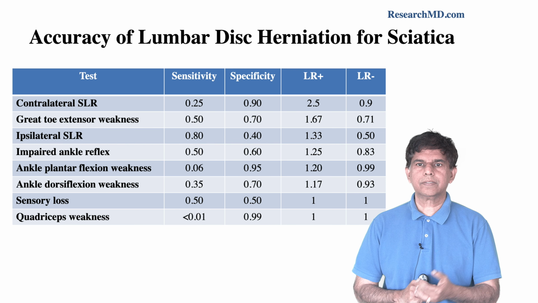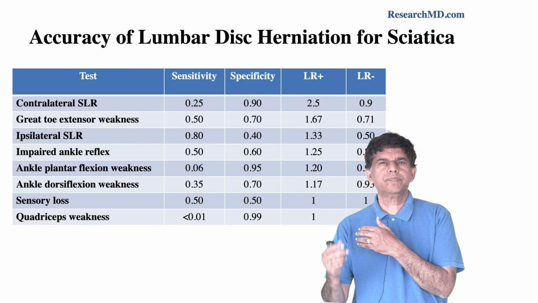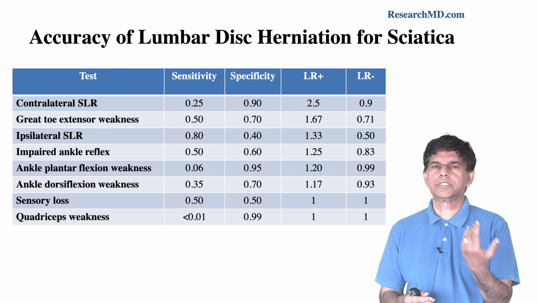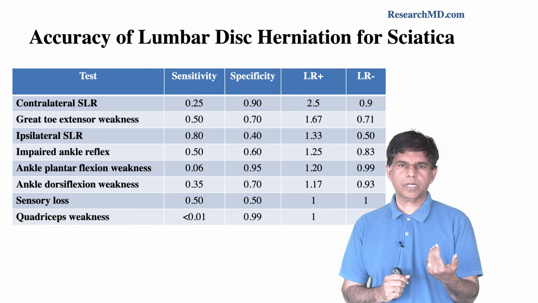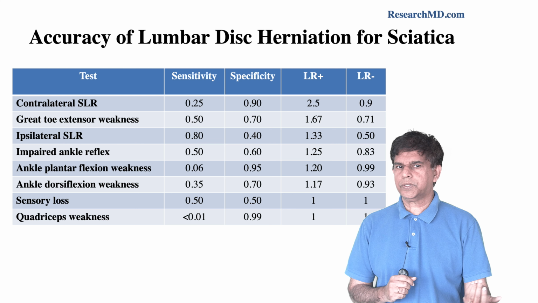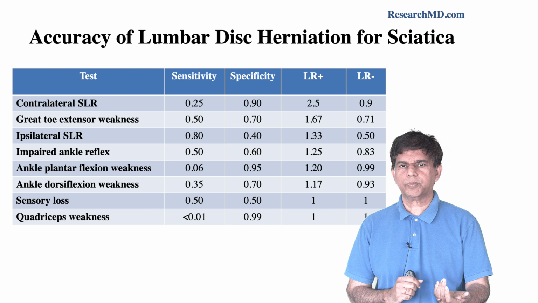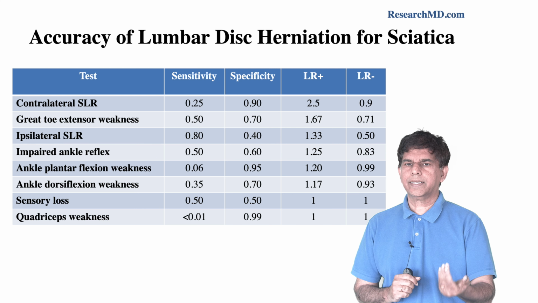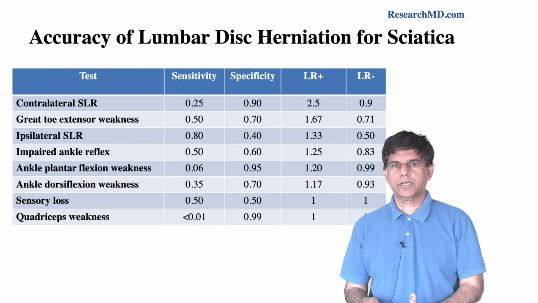That gives you a 2.5 likelihood ratio. That means your odds go up by something like 15 to 20% for your diagnosis, okay? And then ipsilateral SLR likelihood ratio is 1.33. Then ankle dorsiflexion weakness is 1.17. Great toe extensor weakness is 1.67. So all of these likelihood ratios tell you whether the patient has disc herniation or not for sciatica.